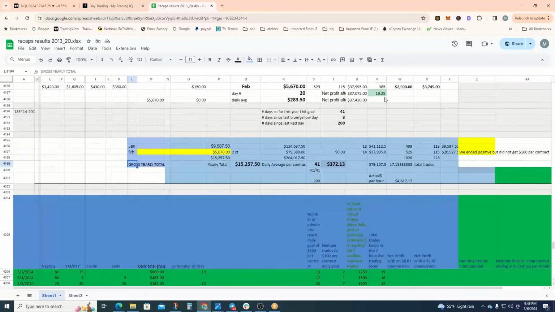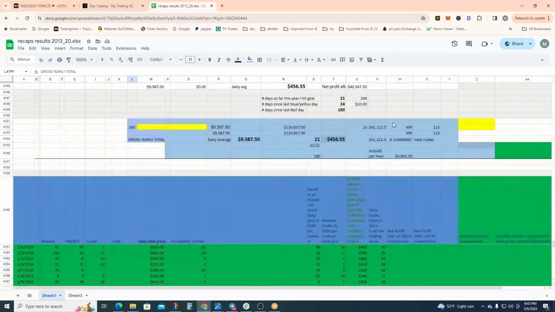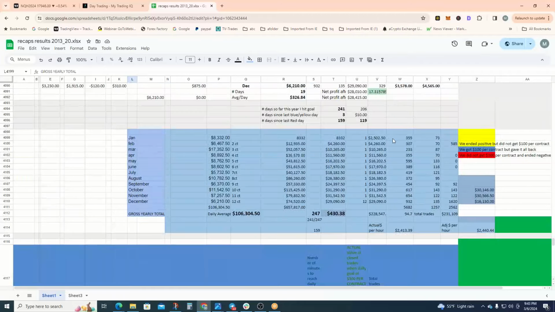Last year, quitting when we got the goal for the day, we started out with one contract at the beginning of the year. That is what we're saying: you can start out with one contract, add a contract per month, and work your way up. We ended with $228,547, and we had to work 94.7 hours all year last year, quitting when we get the goal for the day and adding one contract per month.